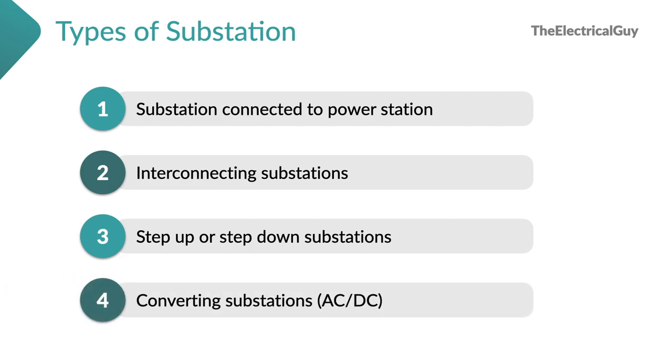And the fourth one is converting substations. So if, let's say, you have an HVDC system in place, then you need to convert AC into DC first. And that's when these converting substations come into the picture. So on a broader level, these are the main types of substations available as of now. And you can see them in different regions.